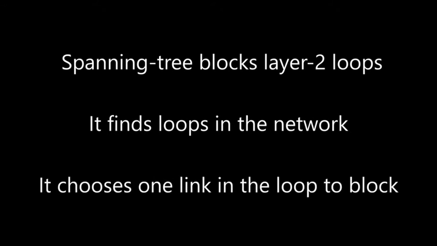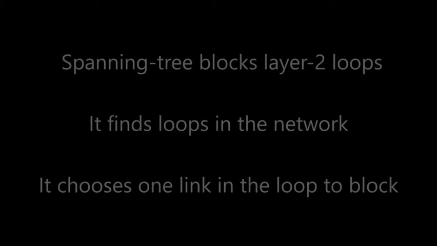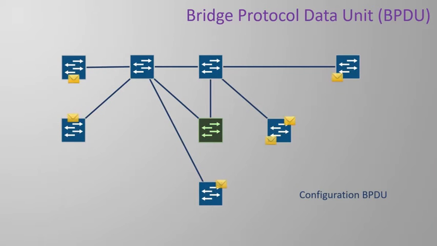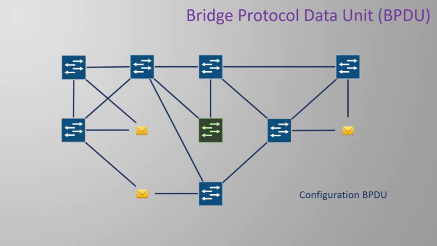So we saw that spanning tree prevents layer 2 loops in our network. It does this by finding potential loops and then blocking one of the links to stop the loop from forming. Let's see how it does this. To start with, spanning tree running on one switch needs to discover other connected switches and share information with them. It will send out a special frame called a Bridge Protocol Data Unit, or BPDU. There are two types of BPDUs. This one is called a Configuration BPDU. Initially, these messages enable switches to learn if there are any other spanning tree enabled switches nearby.